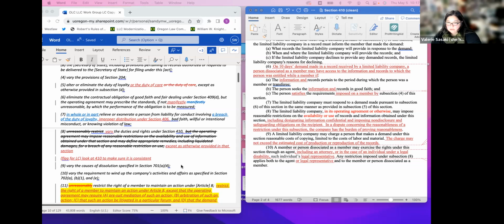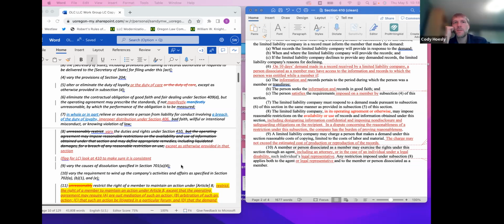Cody, I think I would be more concerned about the 410C8 language if there wasn't that last sentence where the burden of proof is on the company to demonstrate reasonableness, if there's a dispute about this. Yeah, I hear that. I still am concerned, and I have two thoughts. One is I still would prefer to get rid of the words availability or from 410.8. Secondly, regardless of whether we do that or not, I think we ought to, in 8, include the fact that the LLC cannot vary the records required under section 410.1, which is in the RCW.